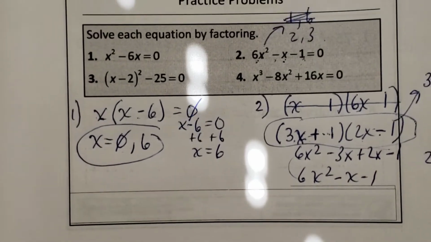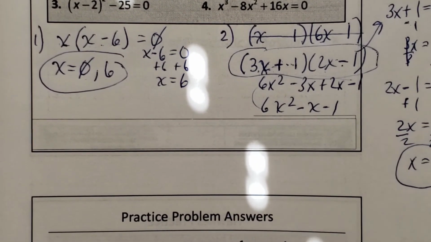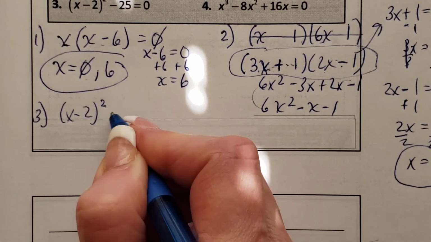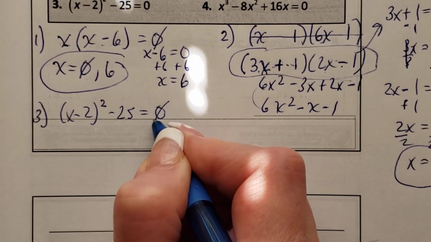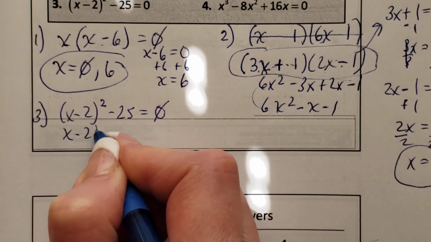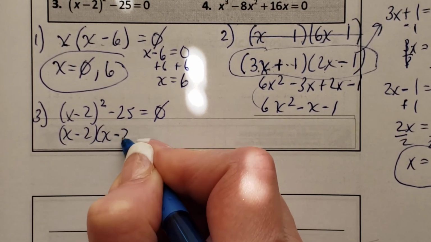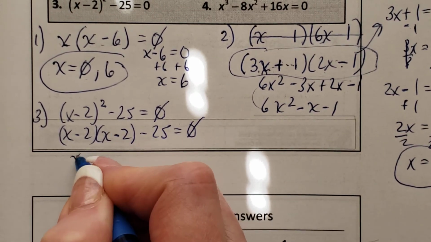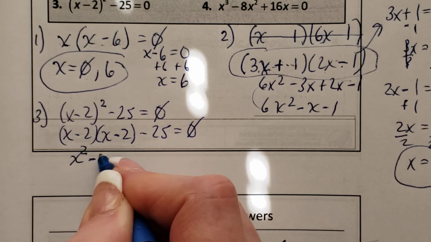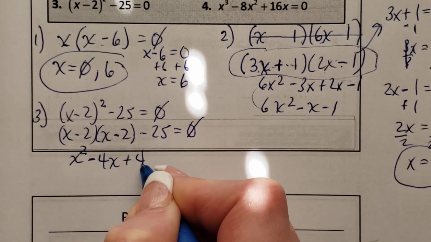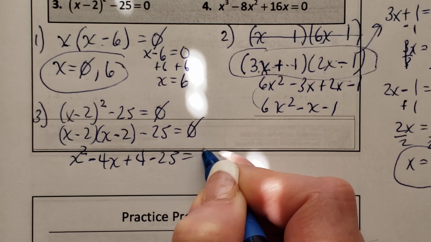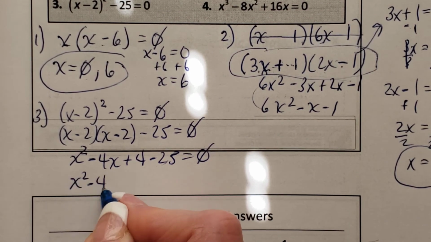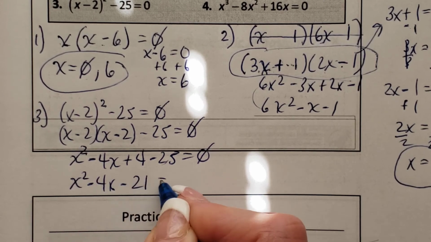All right, number 3. I'm running out of room here. So number 3 was x minus 2 squared minus 25 equals 0. Well, that's x minus 2 times x minus 2, minus 25. If I FOIL this, I get x squared minus 4x plus 4 minus 25. These are like terms now. So I have x squared minus 4x minus 21 equals 0.